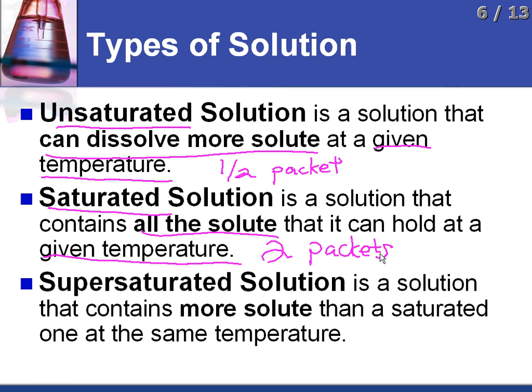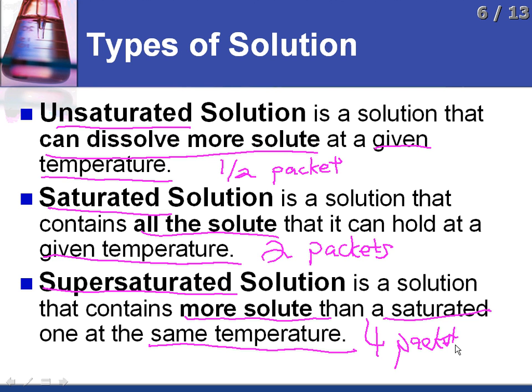Now, if you were to take your saturated solution, heat it up, and dissolve more, then cool it back down, you will have a supersaturated solution. That means it contains more solute than the saturated, but it's at the same temperature as the saturated. So let's say I take my 2-packet solution, I heat it up, and I can put in 4 more packets in this hot Kool-Aid. And then I cool it back down. Well, that solution now has more Kool-Aid in it than it normally would at that temperature, making it supersaturated.